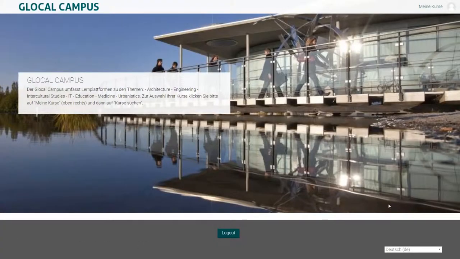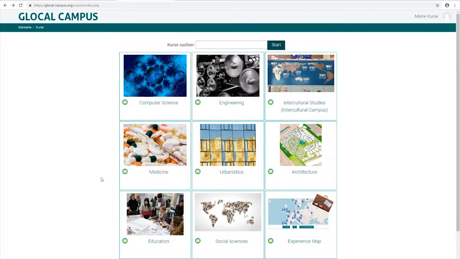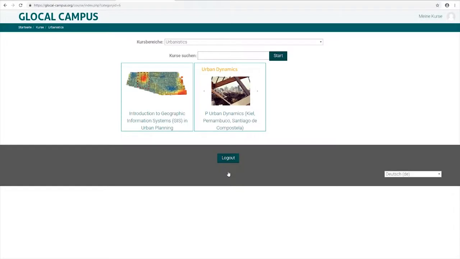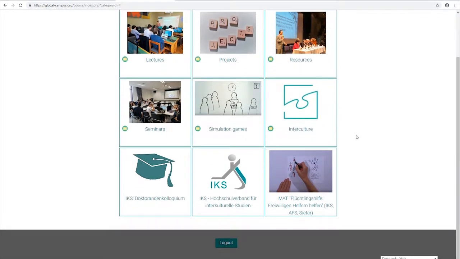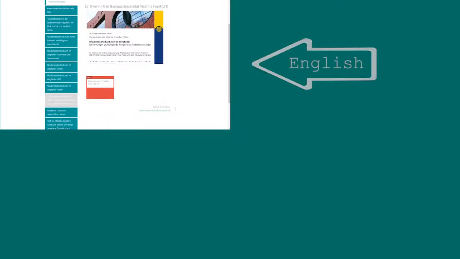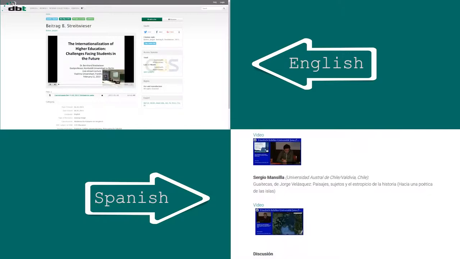To guarantee a worldwide adaption, the Glocal Campus website is available in multiple languages. The Glocal Campus currently contains multidisciplinary contents on thematic areas such as architecture, engineering, intercultural studies, IT, education, medicine, urbanistics, and social sciences. These thematic areas can be expanded. The contents are already available in different languages. That's why professors are invited to upload their contents in several languages as well.